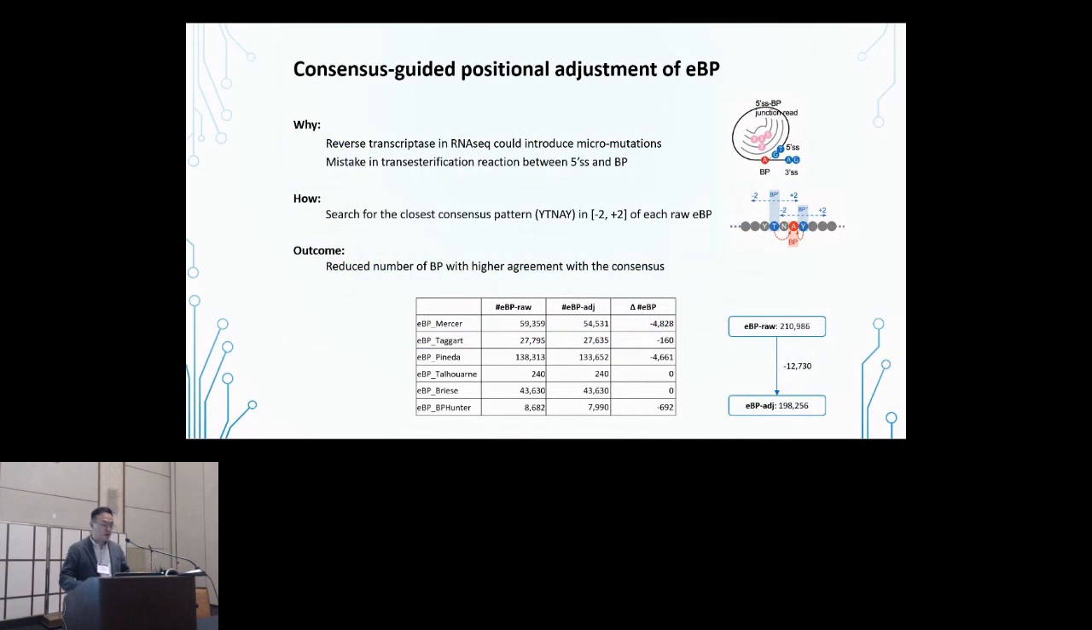Because the reverse transcriptase in the RNA-seq may introduce some micromutations, and there may be some mistakes during the transesterification between the 5' splice site and the BP. So we propose a consensus-guided positional adjustment to scan a window of ±2 nucleotides of each raw data. The outcome is a reduced number of BP with a higher agreement with the consensus.